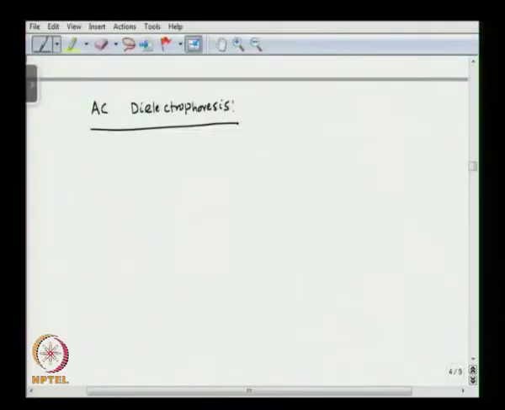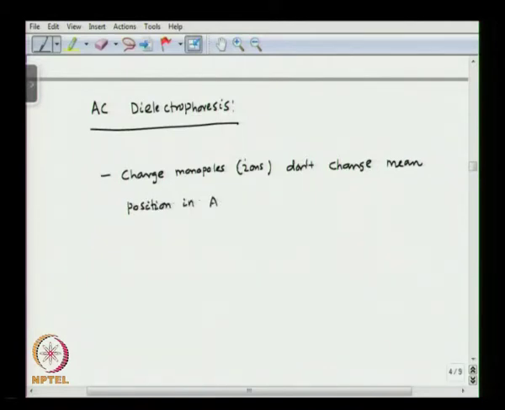Okay. So the charged monopoles or ions do not change mean position in AC fields.